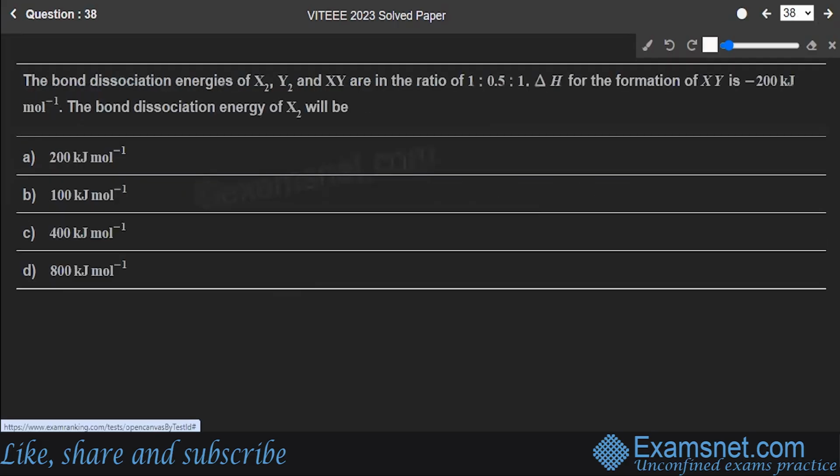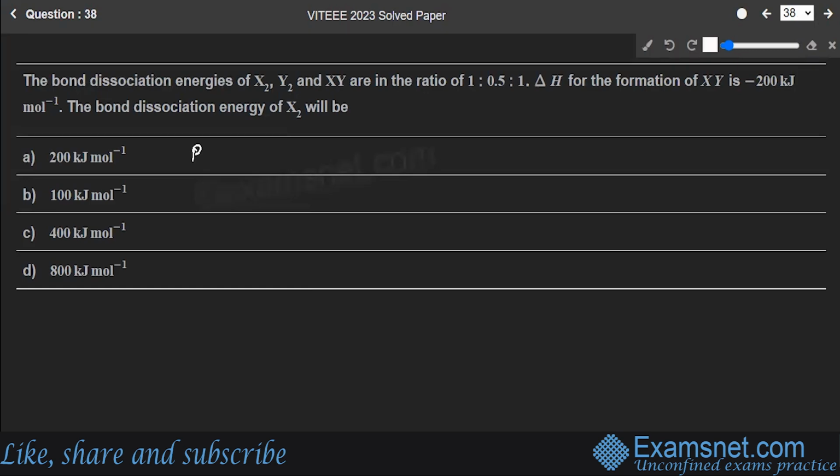Hope you got that. Next is question 38. The bond dissociation energies of X2, Y2, XY are in the ratio given. Delta H for the formation of XY is minus 200 kilojoules per mole. The bond dissociation energy of X2 will be.